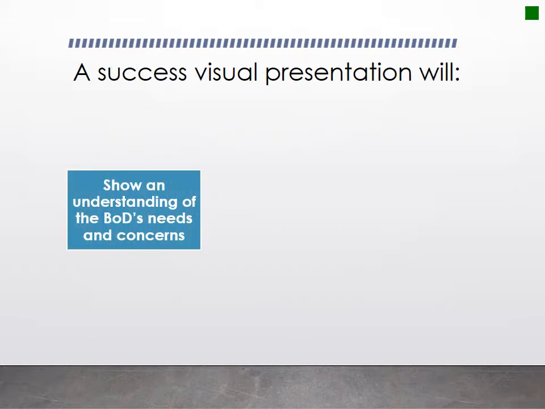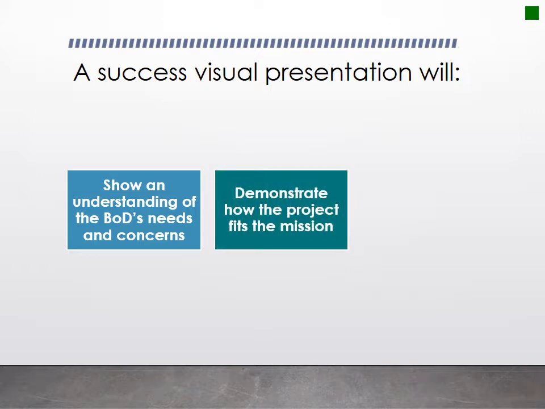So your visual presentation will need to show that you understand the board of directors' needs and concerns. For example, if your presentation doesn't mention that you're seeking grant funding for this, you have not shown that you understand some of the board of directors' concerns. They want to know where the money for this is going to come from. And when you can say you're getting the money from a grant, you've shown that you understand some of this concern. Demonstrate how the project will fit the organization's mission.